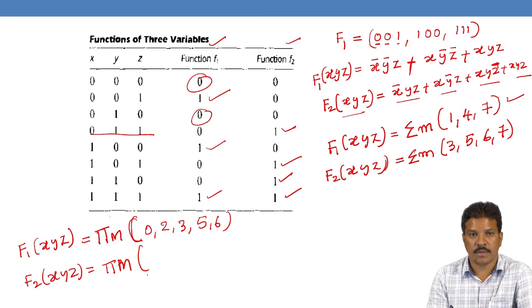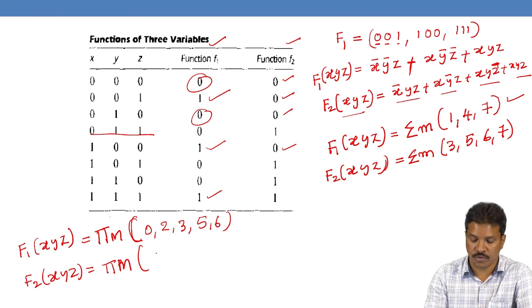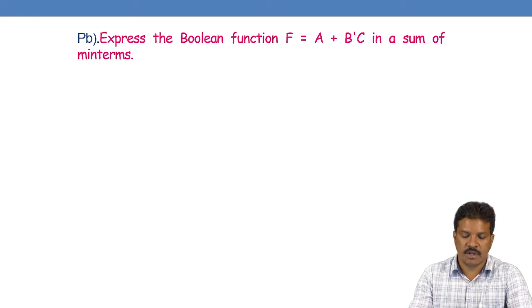What is the representation of max terms in F2? So we can take 0, 1, 2, 4. Now we will see how to express the Boolean function F = A + B'C in a sum of minterms, and in a product of maxterms.